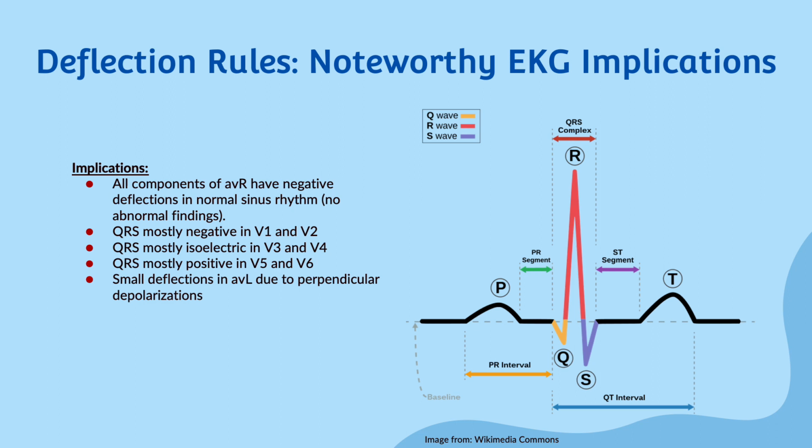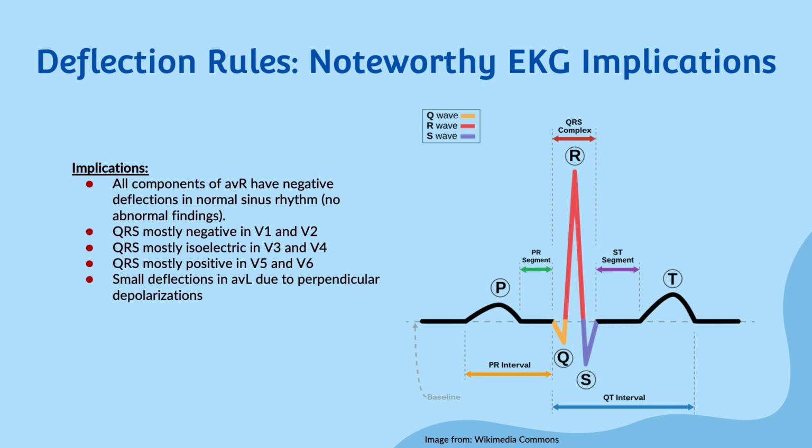Additionally, you will find that the QRS is mostly negative in V1 and V2, while it becomes isoelectric in V3 and V4, meaning no net deflection, and then finally becomes mostly positive in leads V5 and V6. Finally, you will note that there are only very small deflections in lead AVL due to the perpendicular nature of its viewpoint compared to the path that the depolarization takes throughout the heart.